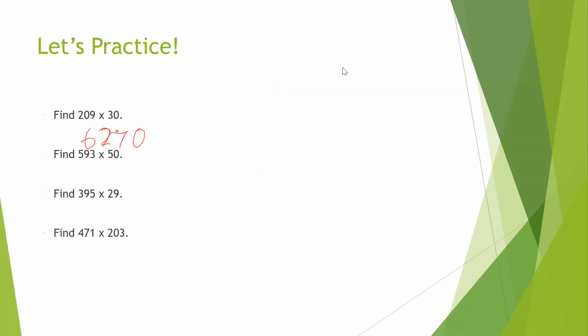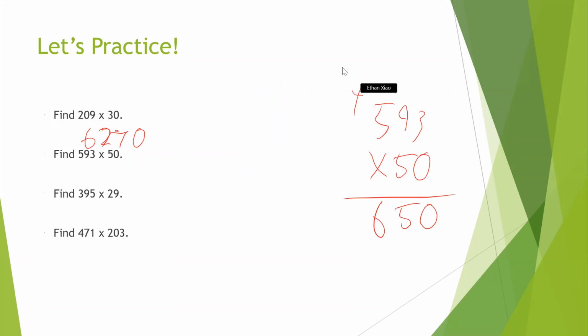And I'm going to do the second problem. So the second problem is 593 times 50. I write 0 here, and 5 times 3 is 15, plus 1. 5 times 9 is 45, plus 1 is 46. And 5 times 5 is 25, and add 4, you get 29. Answer for the second one is 29,650.